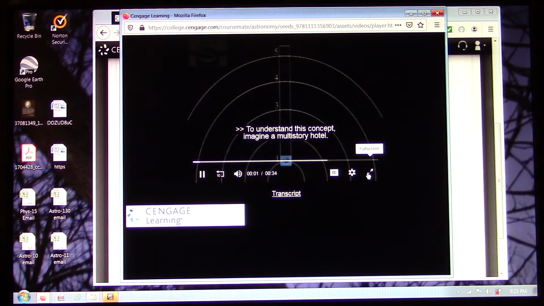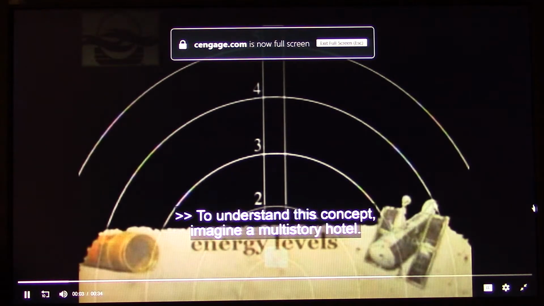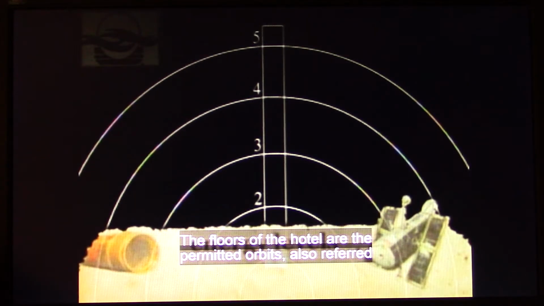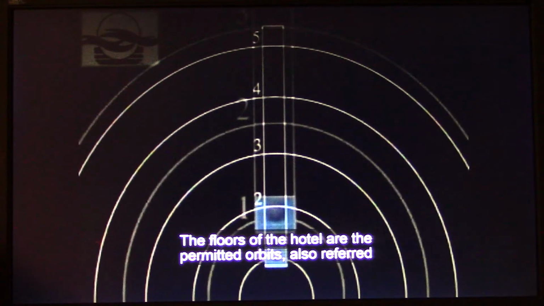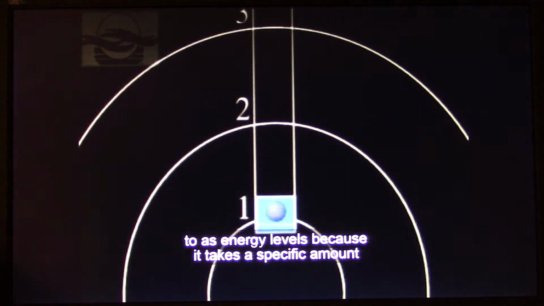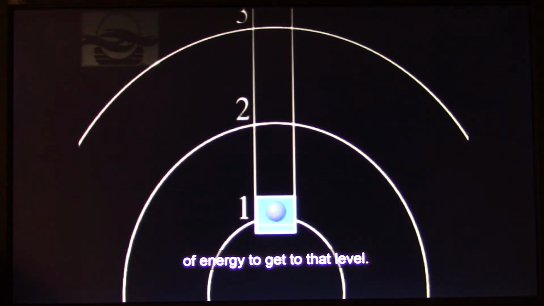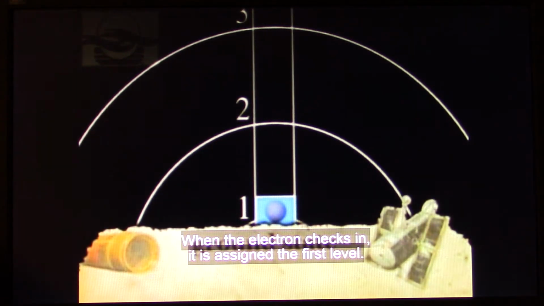Also referred to as energy levels, because it takes a specific amount of energy to get to that level. When the electron checks in, it is assigned the first level. This is the electron's normal or resting energy level, what scientists call the ground state.